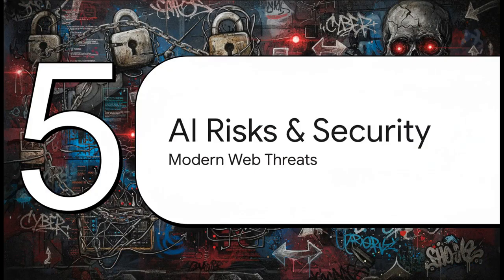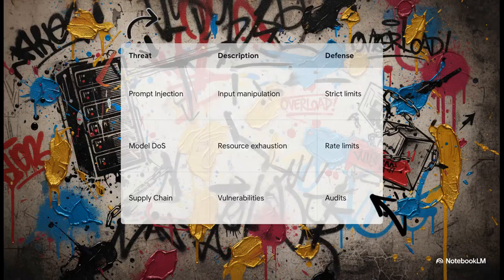Which brings us to Section 5, AI Risks and Security, Facing Modern Web Threats. Generative AI introduces entirely new, high-stakes trials that our code has to navigate. The OWASP Top 10 for large language models outlines these critical risks perfectly. We've got threats like model denial of service, where heavy, complex usage just exhausts your compute resources. We have supply chain vulnerabilities, simply because modern apps rely on so many external packages, models, and datasets. Defending against this stuff requires a multi-layered strategy. You need rate limits, dependency audits, and extremely strict architectural boundaries.